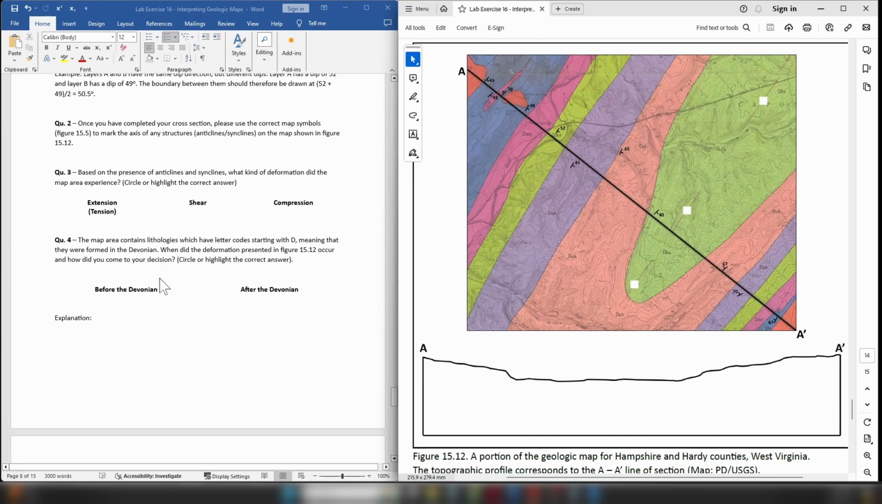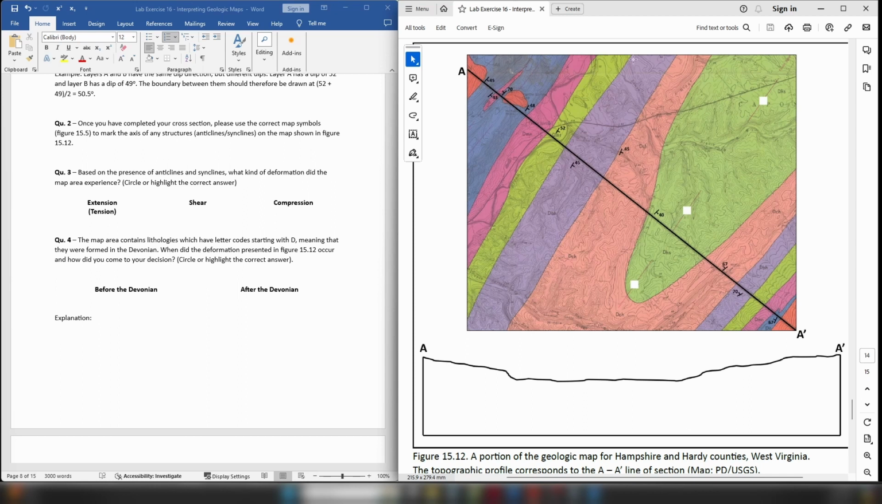So then for question 4, it says the map area contains lithologies that have a letter code starting with D. So this means that the age of the layers of rock which we can see in our map area is probably Devonian. Now, this means they're Devonian. When did the deformation presented in this figure occur? And how did you come to that decision?